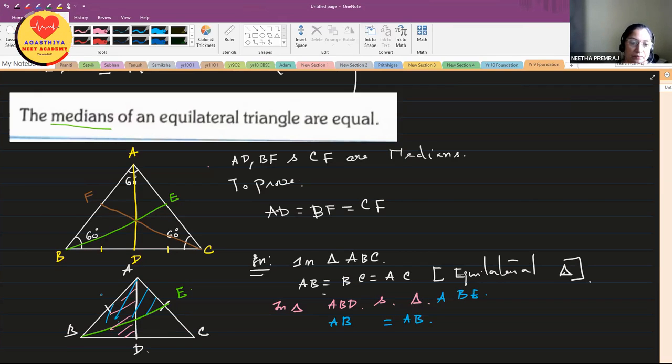And what else? The angle A is equal in both cases. That is equal to 60 degrees. Then what else?